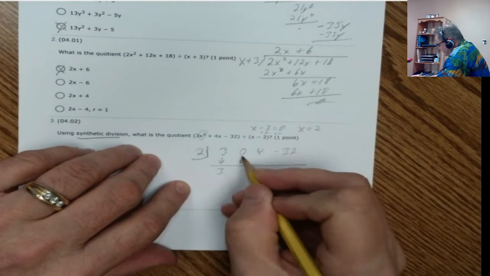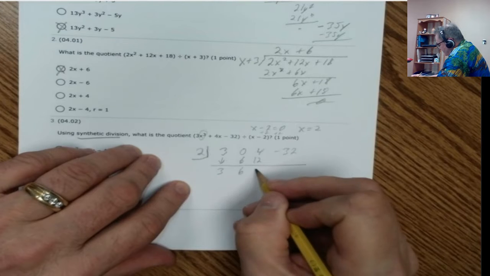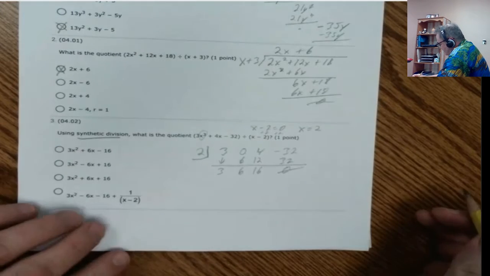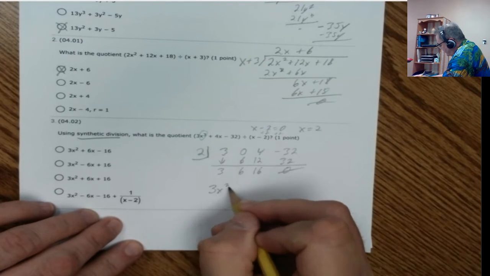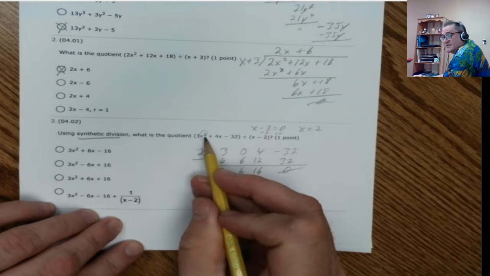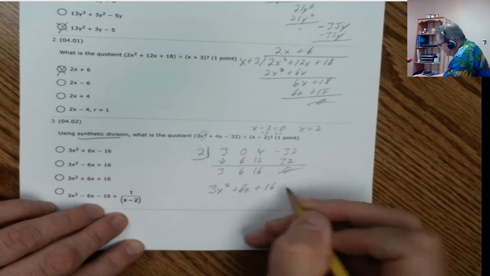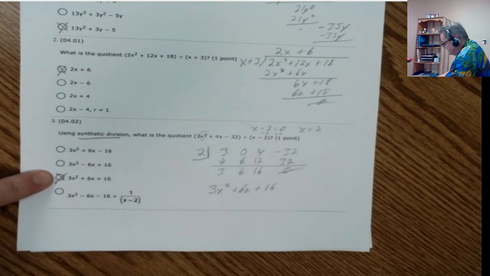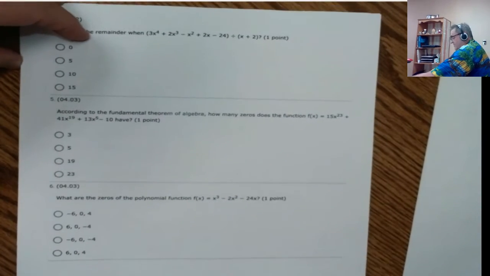2 times 3, 6. Add that to 0. 2 times 6 is 12. Add that to 4. And 2 times 16 is 32. Remainder of 0. So our answer then is 3x squared. It's 1 less than what we started with. It started with x to the third, so this would be squared, plus 6x plus 16. So this one, remainder of 0. Onward.